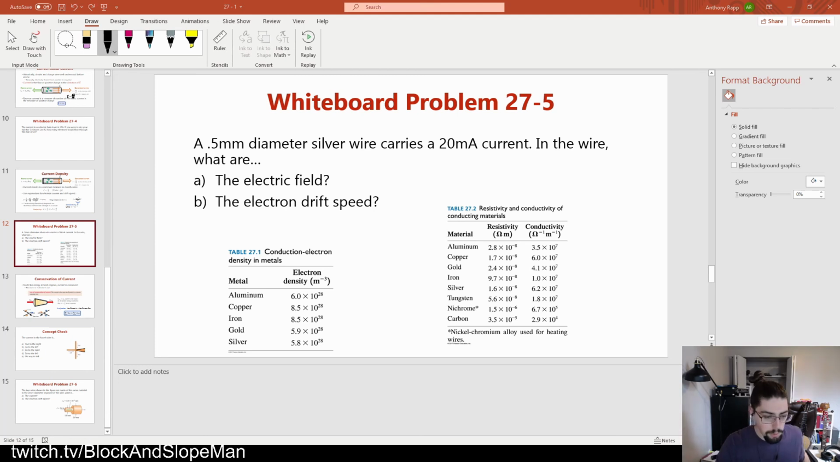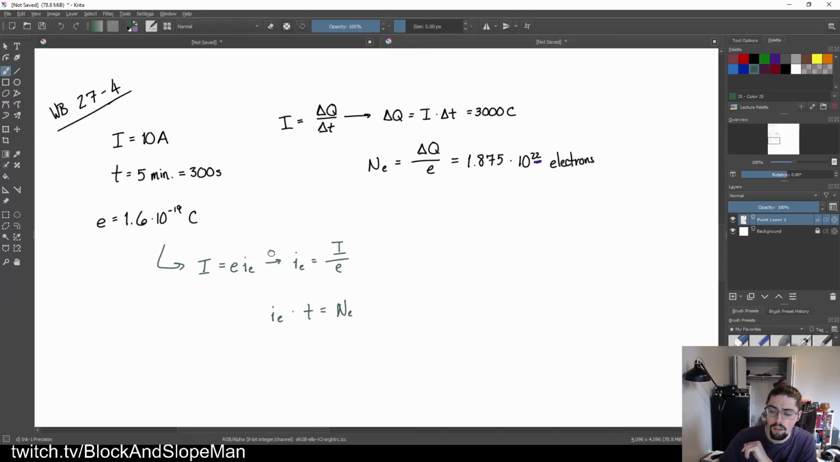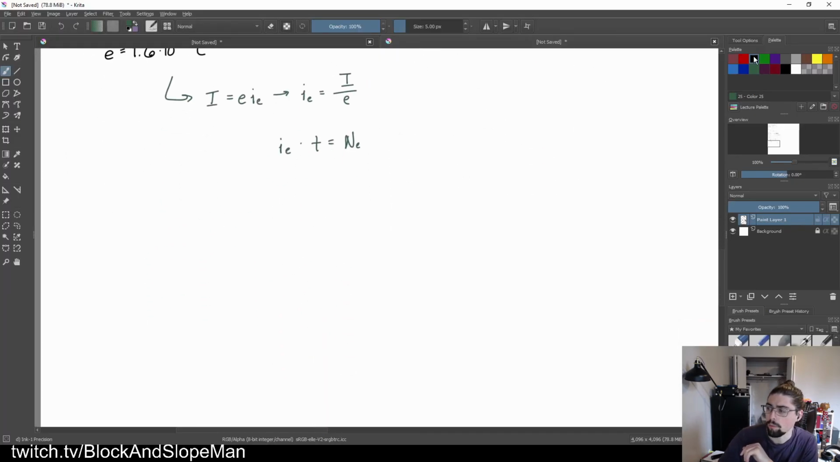All right, how's about we start to take a look at what we've got going on here? So, we've only got a couple of details here, but with what we've also got on the table, we'll have enough to end up solving this problem through. Let's go ahead and find ourselves a little bit of good space here. So this will be 27-5 as our whiteboard problem.